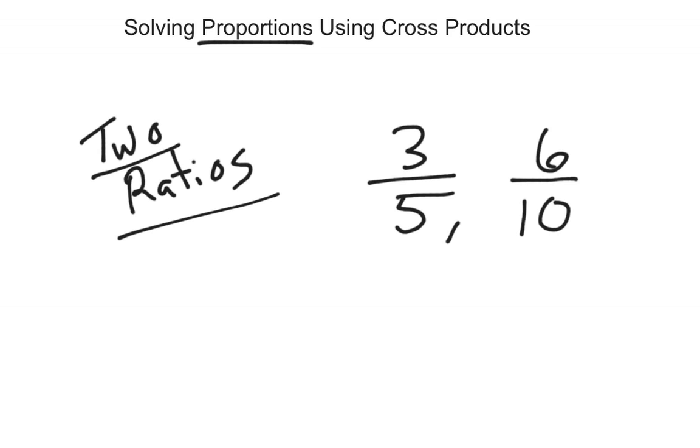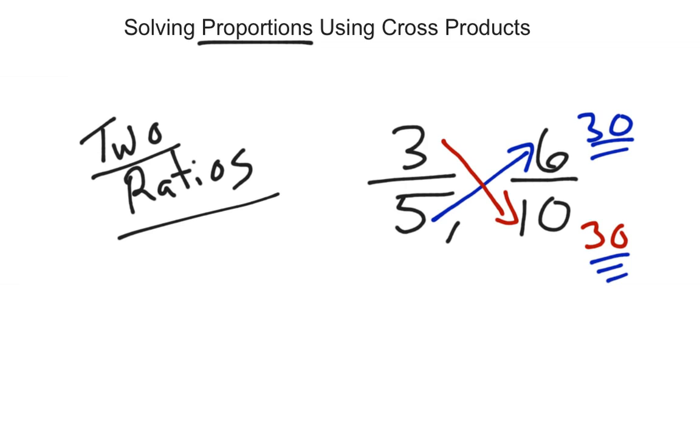And one thing that they might ask us to do is just to prove if these actually can form a proportion or not. One thing that we know is always true is that when we multiply the cross products, they should be equal to each other. What cross products mean is if I take the denominator from one times the numerator of the other, that should be equal to if I take the numerator from one times the denominator of the other. So if I do 3 times 10, I get 30. And the other diagonal, 5 times 6, well, look at that, I also get 30.